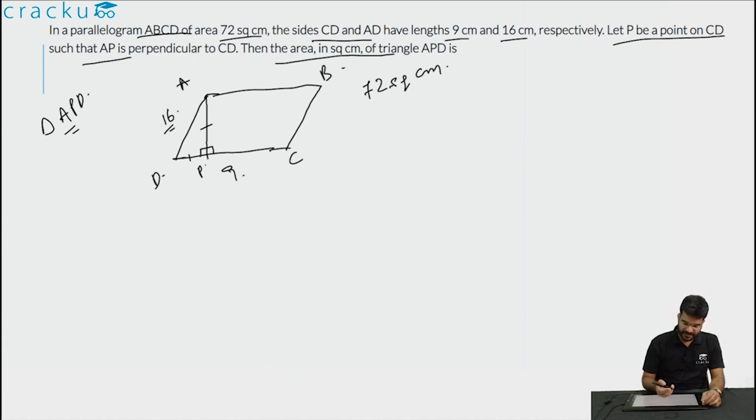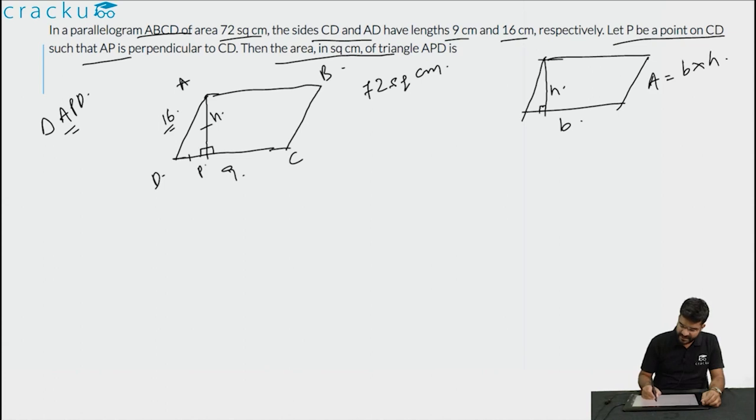Now to find the sides, you can notice that this is a parallelogram and the height of the parallelogram is actually equal to AP, and the area is equal to base into height. So whenever you have a parallelogram, if the base of the parallelogram is B and the height is h, then the area is equal to B into h. Notice that we are looking at the height, the perpendicular from the base to the other, parallel side.